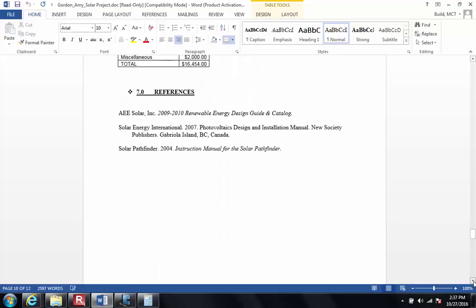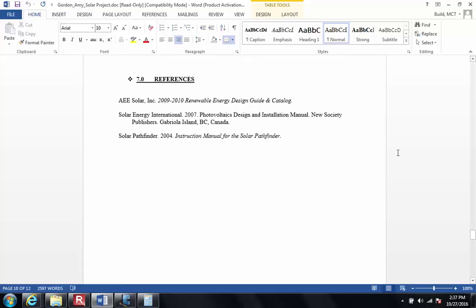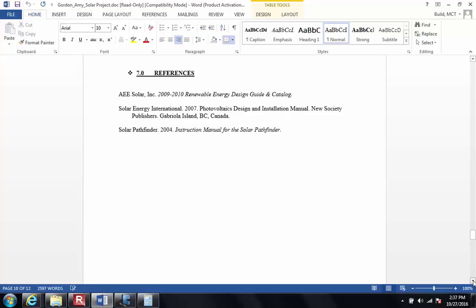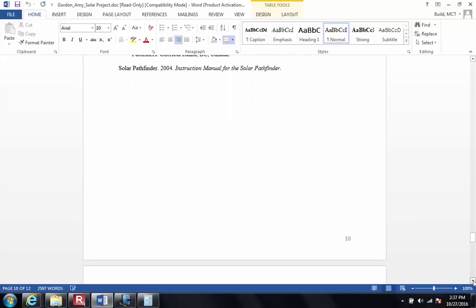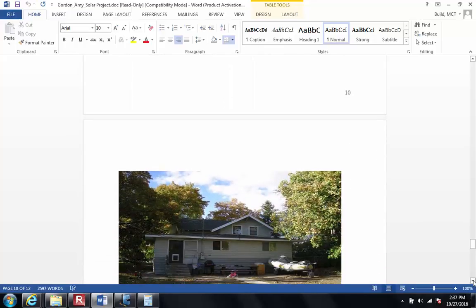So if you take a look at what they had available, they used AAE Solar's Renewable Energy Design Guide and Catalog, Photovoltaics Design and Installation Manual, and the Solar Pathfinder. So pretty much all paperbacks, and they didn't have the fancy sites like PV Watts that'll tell you all the calculations to do all the work for you. So a little more legwork involved on their part.